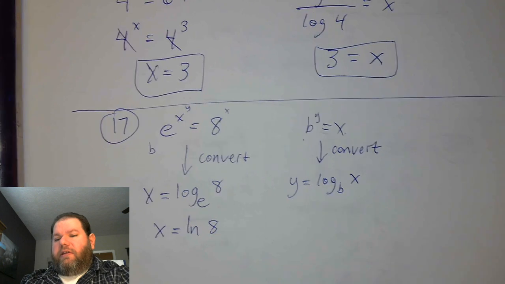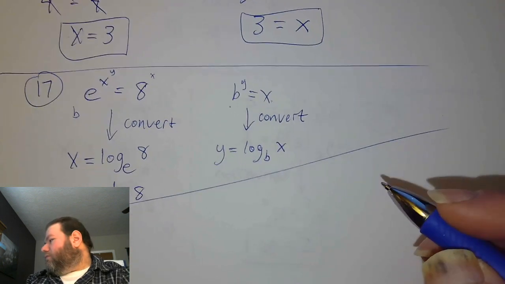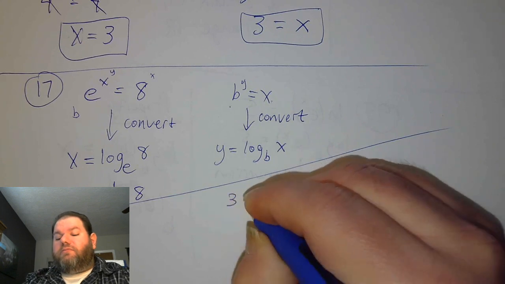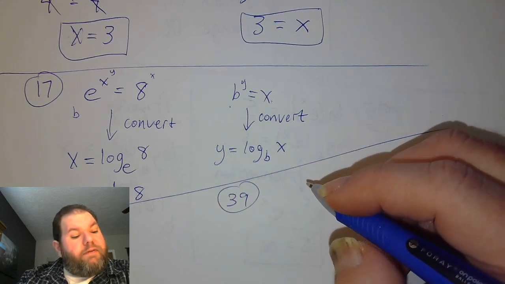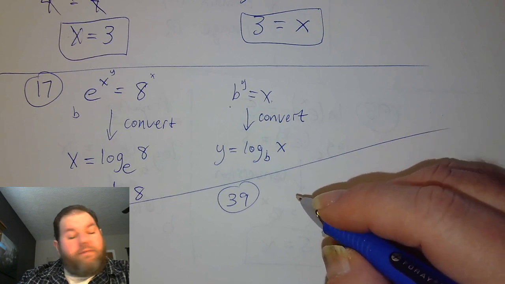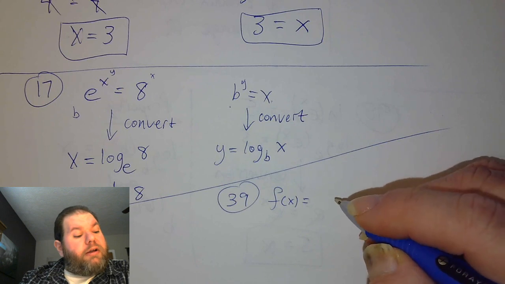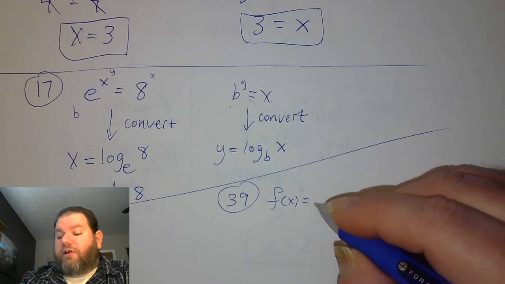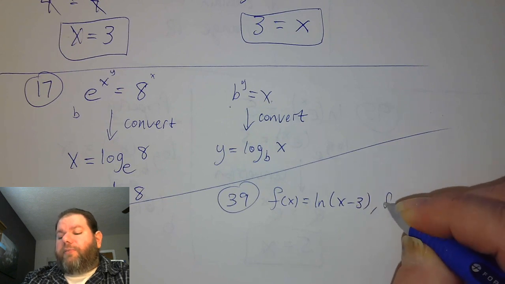Alright. The last one was 39. We have f of x equals natural log of x minus 3. And we want to find the domain.